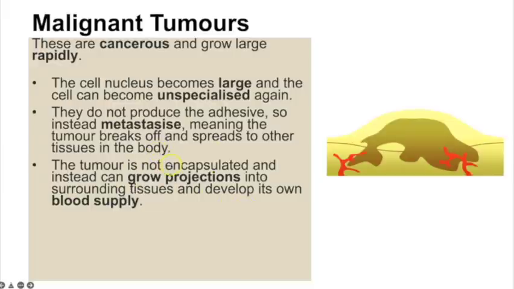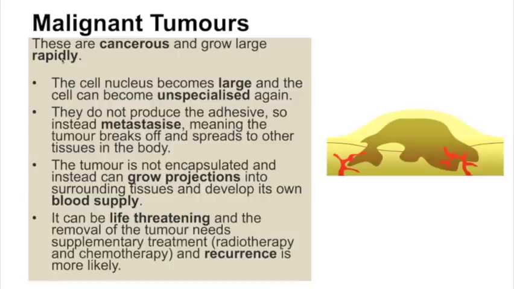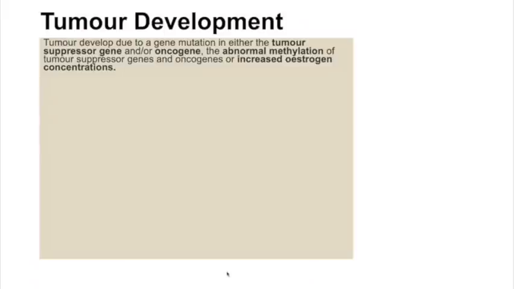The other thing that we can see here is because it's not encapsulated, yes, it also links the idea of metastasis, but also it can grow projections and reach the blood supply. And once that tumour has its own blood supply, it's going to be receiving lots of oxygen and glucose for respiration, and that is one of the reasons why those cancerous tumours can grow so rapidly. It can be life-threatening, and the removal of the tumour needs often supplementary treatment like radiotherapy and chemotherapy, and the reoccurrence is more likely than with a benign tumour.